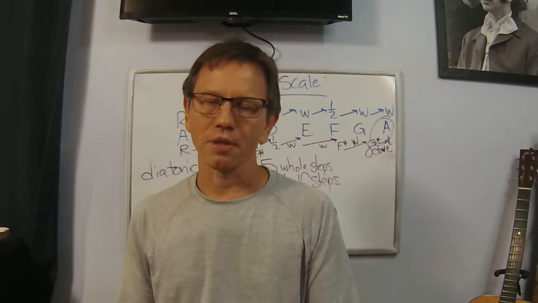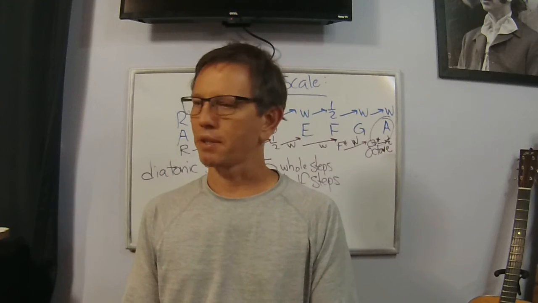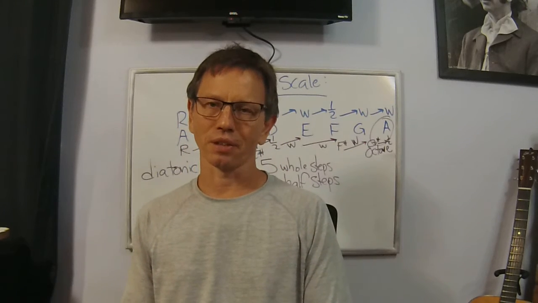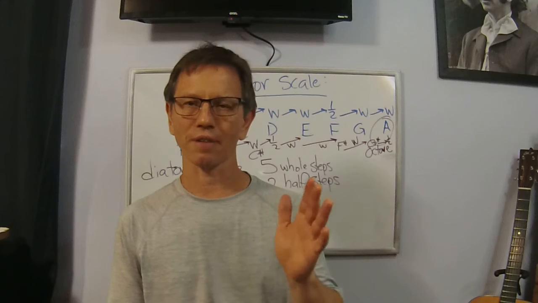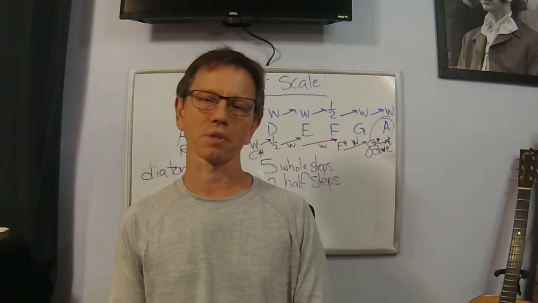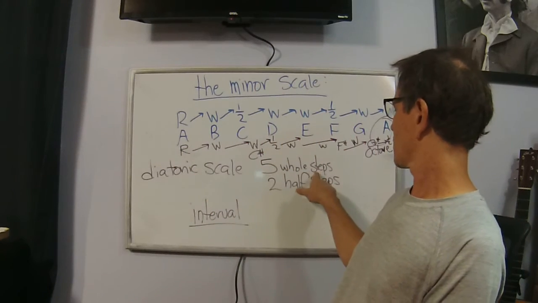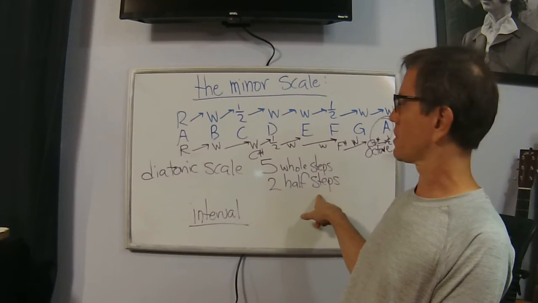All right, so now we'll talk about the difference between a major scale and a minor scale. If you remember in the other video, the major scale is a diatonic scale, which means it's a series of 5 whole steps and 2 half steps. This minor scale is also a diatonic scale. It also has 5 whole steps and 2 half steps.